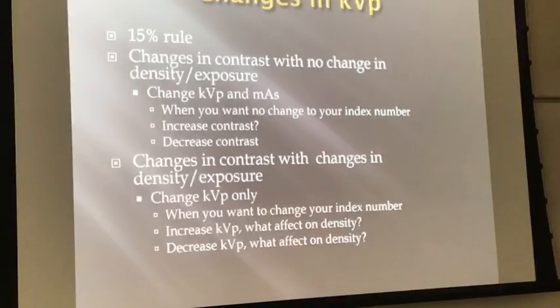So I hesitate to say the index number goes up, but when you increase your kVp, density goes up, exposure goes up, and that's probably going to bring your index number down on most machines. If you decrease your kVp, then contrast goes up and exposure goes down. Not necessarily your exposure number, but your exposure to the image receptor goes down.